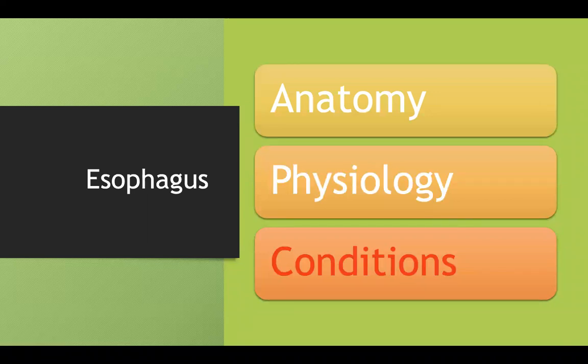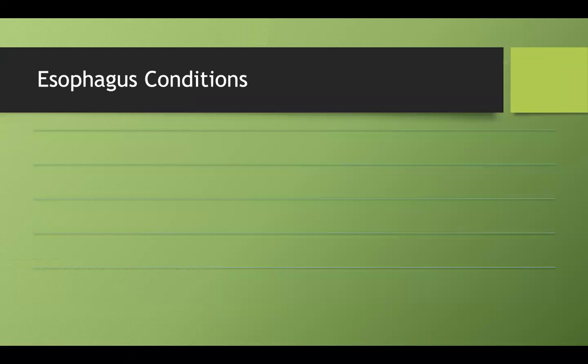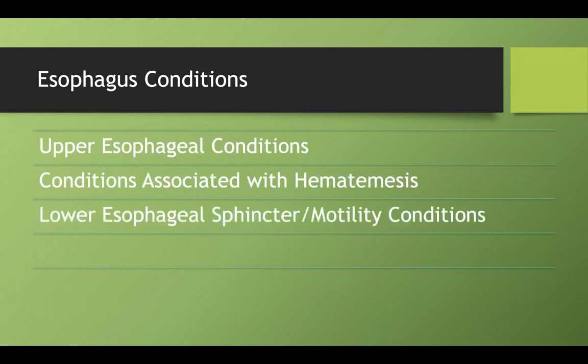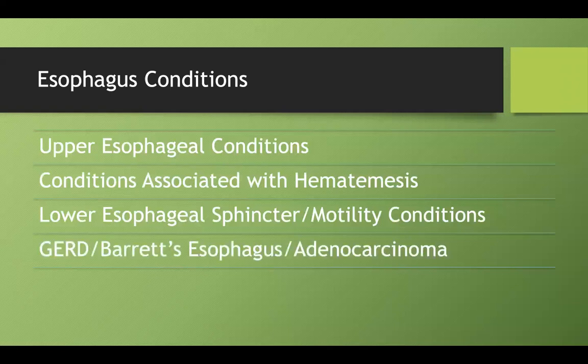Okay, now let's talk about conditions. And I've tried to subdivide it into relevant categories to make you lump things together more easily. We're going to start with upper esophageal conditions. And then I'm going to talk about a few conditions that are associated with hematemesis, or vomiting of blood. I'm then going to talk about that lower esophageal sphincter that we just mentioned, and a couple motility conditions, which are kind of similar. Then we're going to talk about probably the most high yield subsection. It's this pathway of GERD, Barrett's esophagus, and adenocarcinoma. And then I'll finish it off with a few types of esophagitis, which is just inflammation of the esophagus.